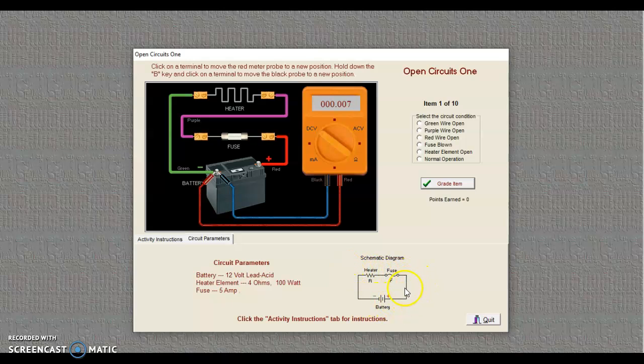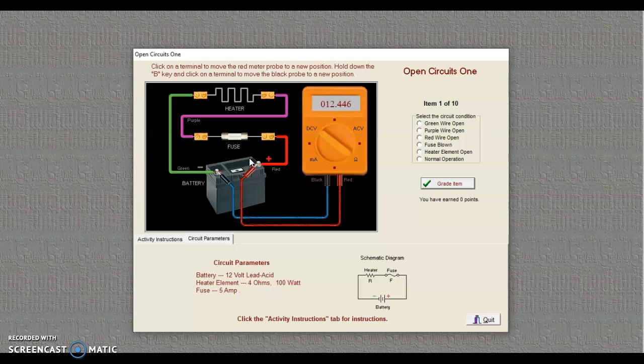Knowing it's a simple series circuit, anywhere along here, any wire, any component that is broken creates an open section. We need to find that with our voltmeter. So to begin with, let's look at what our actual voltage is. So by clicking on the positive probe here, I am probing the battery, and I see that my source voltage is 12.44. That's the exact source voltage here.